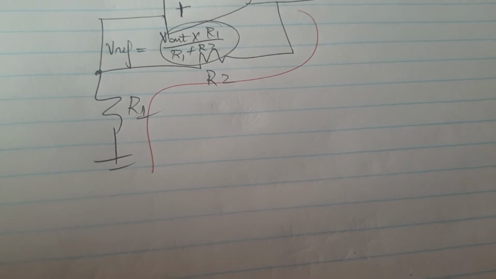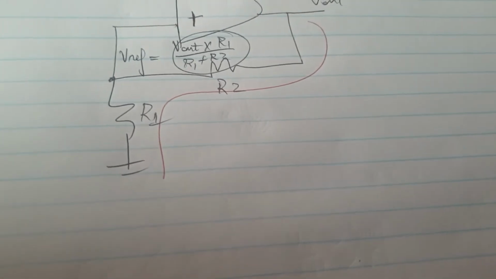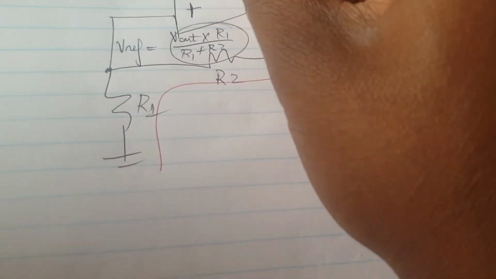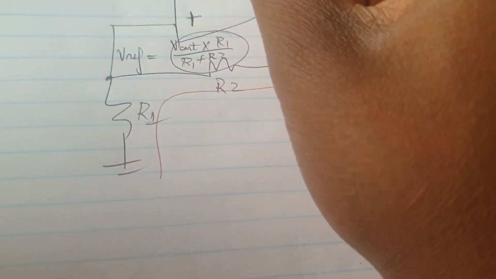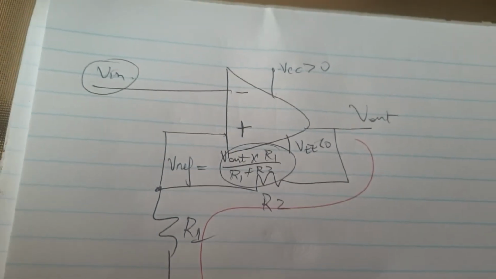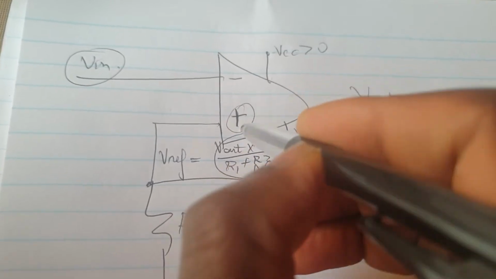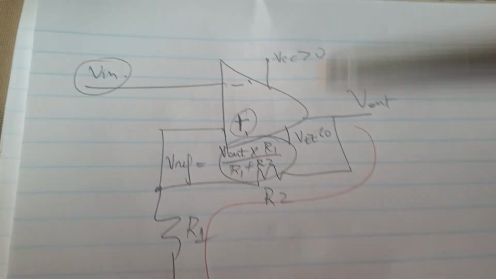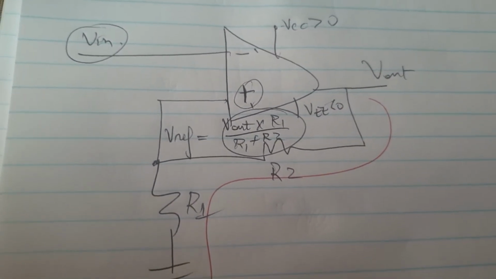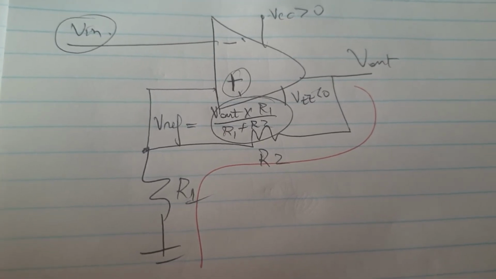And this should not be confused with a Schmitt trigger. Of course, plus VCC is there, which is a positive value, and VEE, which is a negative value. This shouldn't be confused with a non-inverting amplifier, because with a non-inverting amplifier, the minus will normally be here and the positive there. So that's the difference between a Schmitt trigger and a non-inverting amplifier.